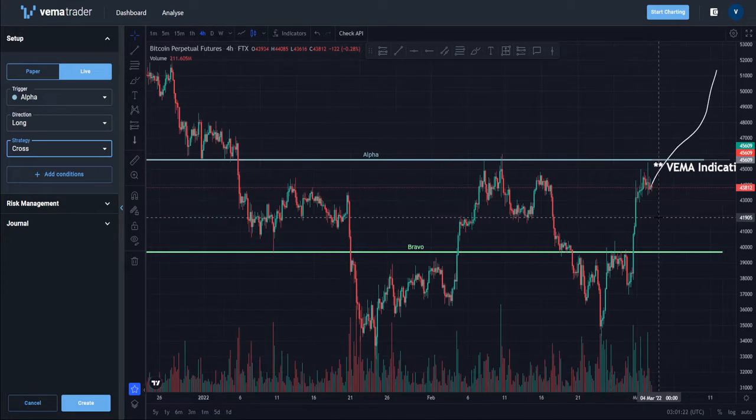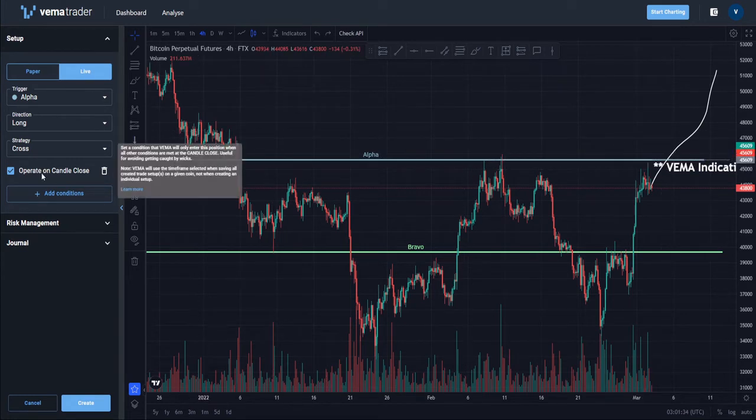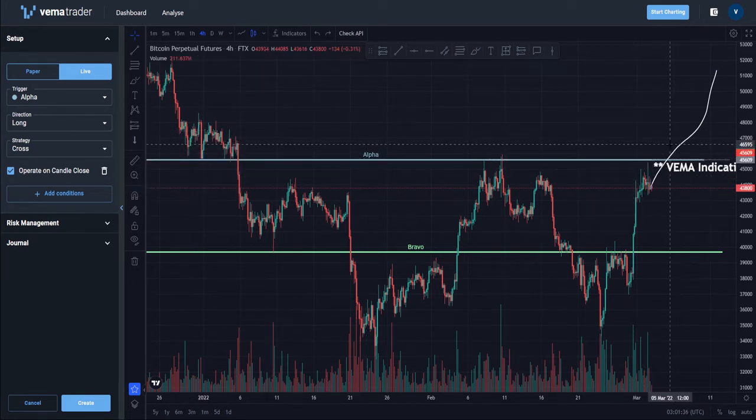Now, personally, I would want to use the condition operate on candle close. You can see price has wicked through this level before, and so I wouldn't want to just enter as soon as price crosses alpha. I'd want the candle close to really confirm, okay, alpha is starting to break. There's a good chance we're going to run. It's not just a big wick up and then a harsh sell-off, and I'm going to get caught out in this trade. So just give me some more confirmation.